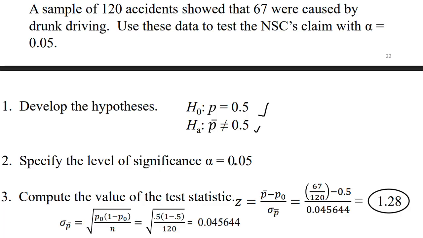Step 2, we specify our significance level. Step 3, we find our z value. The formula says your sample proportion, and remember our sample proportion p hat. Okay, in some books they use the bar, some books they use the hat. Our sample proportion p hat will be equal to the count of 67 that was caused by drunk driving divided by the total sample of 120. And so that will give us our sample proportion minus the population proportion, which is claimed from the article to be 0.5, divided by the standard deviation of the sample proportion.